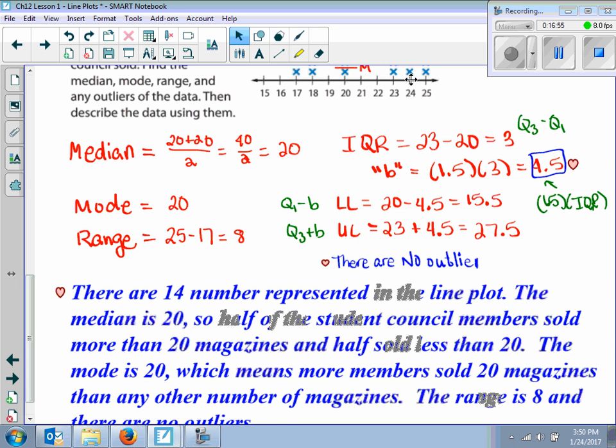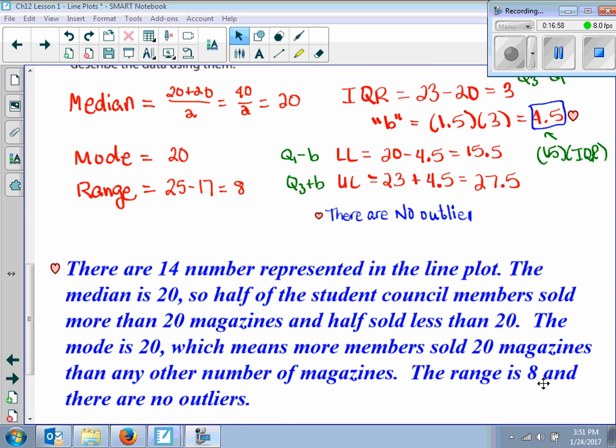All right, so there are 14 numbers represented in the line plot. This is just a description of the data. The median is 20. So half of the student council members sold 20 or more magazines, and half sold 20 or less. Very good. The mode is 20, which means that more members sold 20 magazines than any other number of magazines.